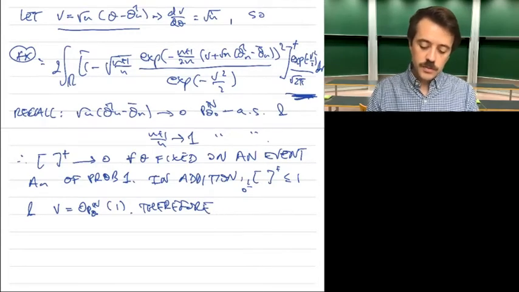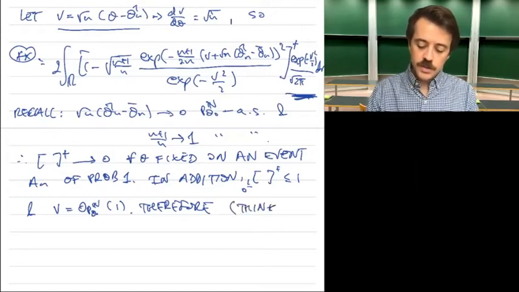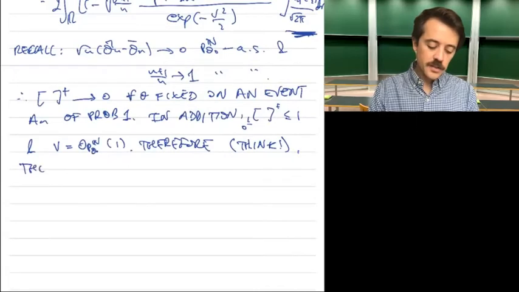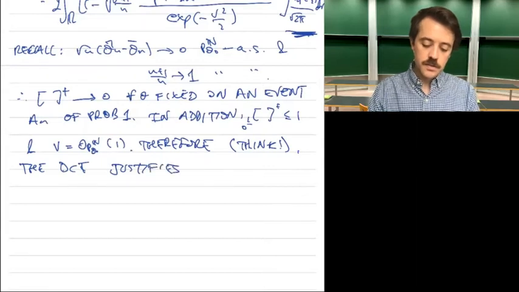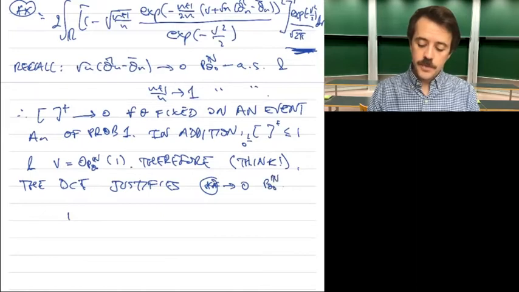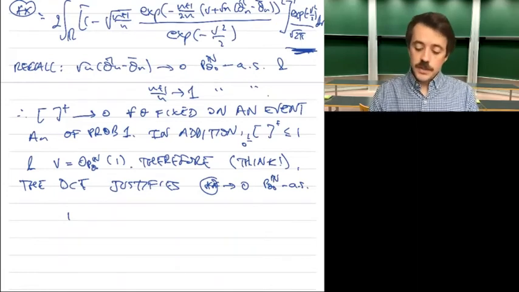Okay, so maybe what you need to think about is that therefore, I will just give you now a little comment on this. The dominated convergence theorem justifies that the double star converges to zero almost surely under this measure. Yeah. Okay, and this completes the proof.